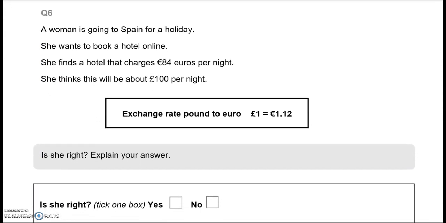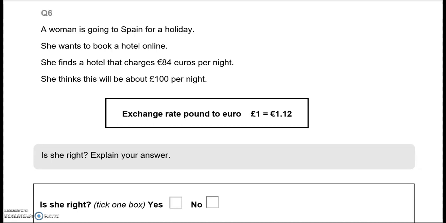A woman is going to Spain for a holiday. She wants to book a hotel online. She finds a hotel that charges 84 euros per night. She thinks this will be about £100 per night. The exchange rate pound to euro is £1 is equal to €1.12. Is she right? Explain your answer.